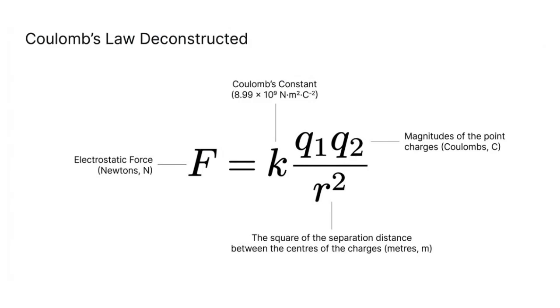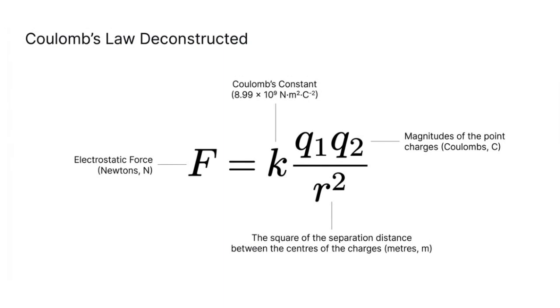Let's review Coulomb's law by breaking down its components. The force between two charged objects is directly proportional to the product of the magnitudes of their charges. These are represented here as Q1 and Q2, measured in coulombs. This force is also inversely proportional to the square of the distance between the charges, indicated by r squared, meaning as the charges get farther apart, the force decreases rapidly.